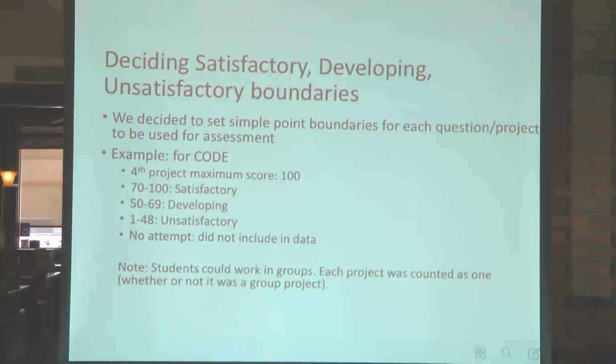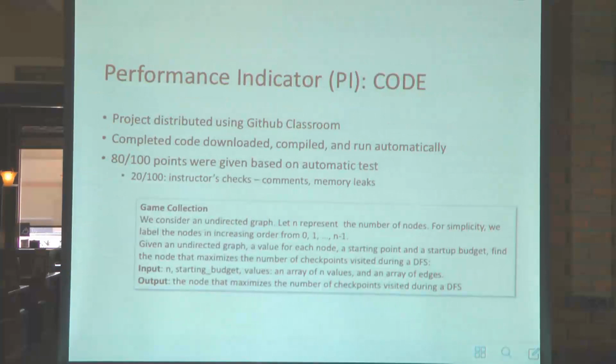In particular, if a student did not attempt the project, we did not call it unsatisfactory, we just excluded that from our data. The other thing is that projects are group projects, but even though it's a group project, we don't count it as counting for each student. We count that as one data point. Here's just an example of this.